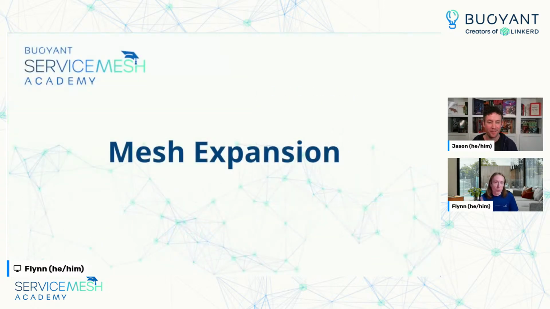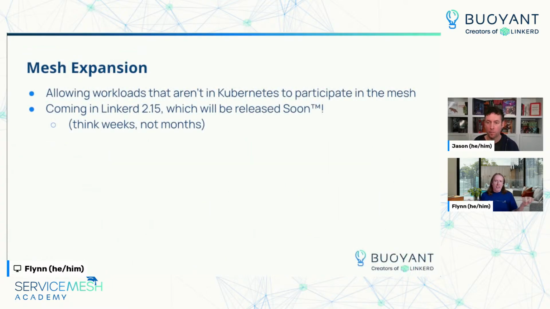Also, that slide was wrong. We're actually using Edge 24.2.2 because that's the most recent Edge. Okay, mesh expansion. It's basically you want workloads that are not in your Kubernetes cluster to be able to participate in the mesh. That's all there is to it. It's a very easy thing to say. It is a very not easy thing, it turns out, to do. I'm talking about the implementation, not so much the work that we are doing in the demo. This will be in Linkerd 2.15, which will be coming out soon.